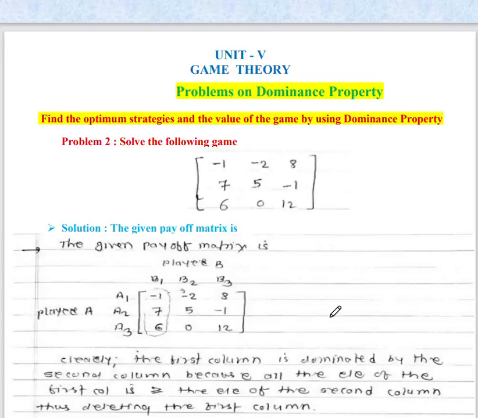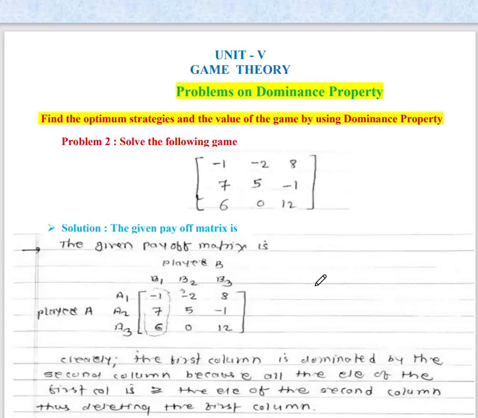Now what is the dominance property? The dominance property is used to reduce this 3 by 3 payoff matrix into a 2 by 2 payoff matrix. So now we will use the dominance property to reduce this 3 by 3 payoff matrix into the 2 by 2 payoff matrix. What is the first step? The first step is the column operation, then the second step will be the row operation.